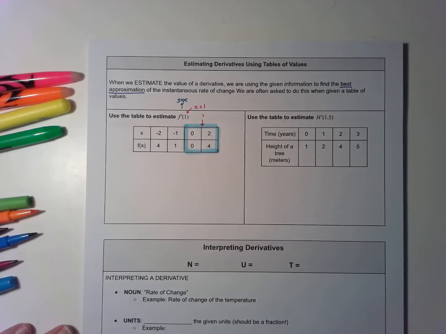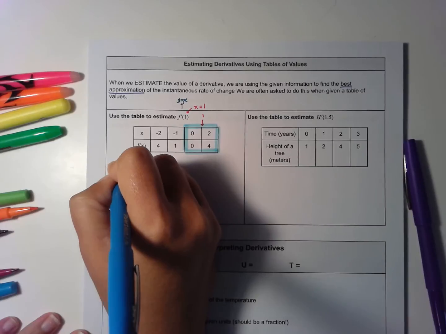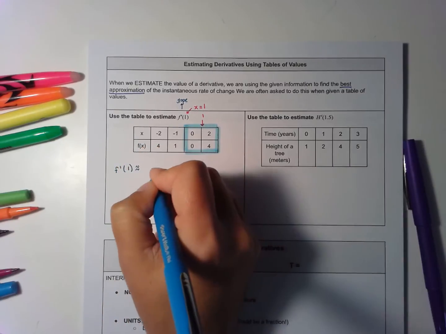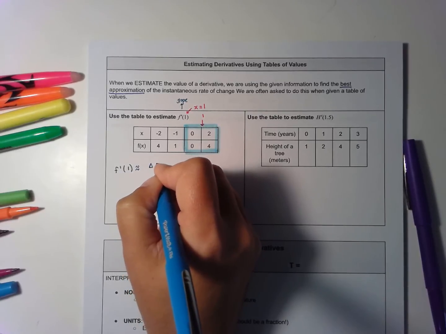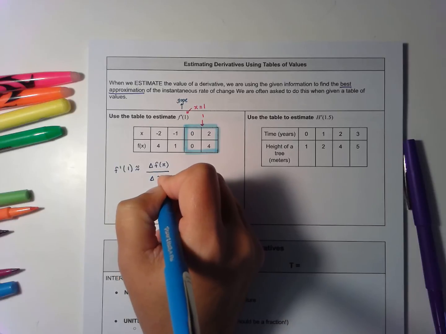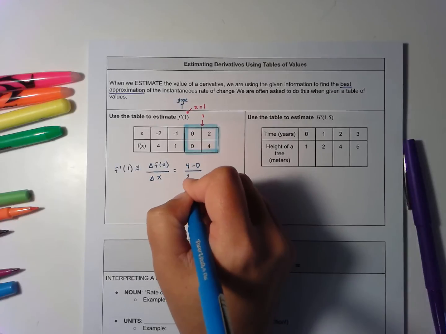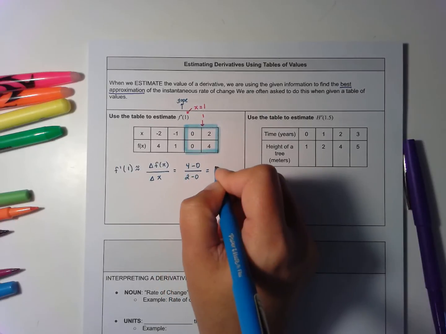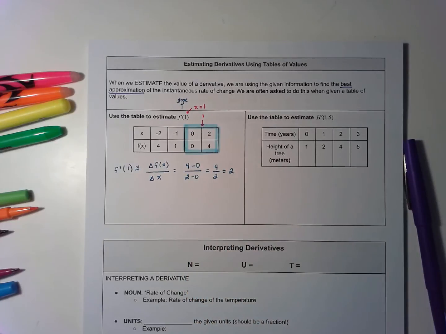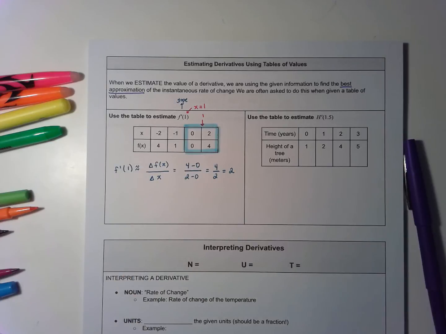Now, in order to do this, you're going to do regular old-fashioned slope. So the f prime of 1 would be approximately the change in y, in this case f of x, over the change in x, which would be 4 minus 0 divided by 2 minus 0, which would give me 4 over 2, which would give me 2. So my estimate is that the derivative would be approximately 2.